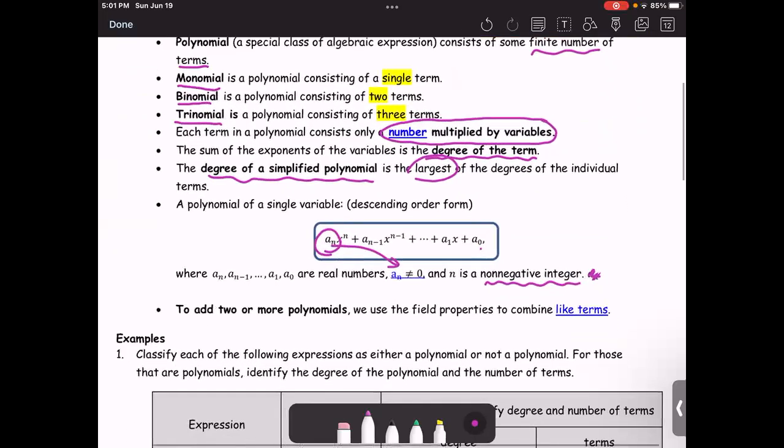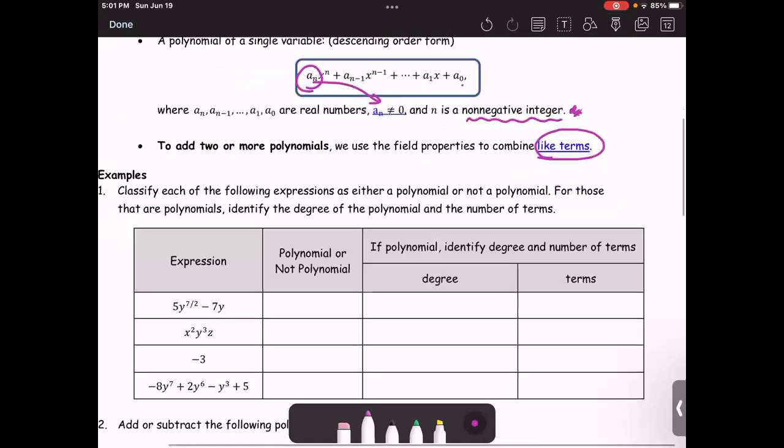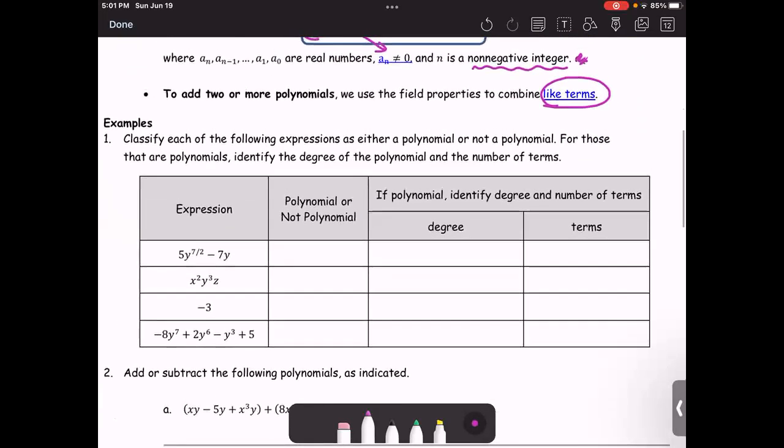To add two or more polynomials, we use the property to combine like terms. Let's look at the first set of examples. We're going to classify the form of the following expressions as either a polynomial or not a polynomial. For those that are polynomials, we're going to identify the degree of the polynomial and the number of terms.